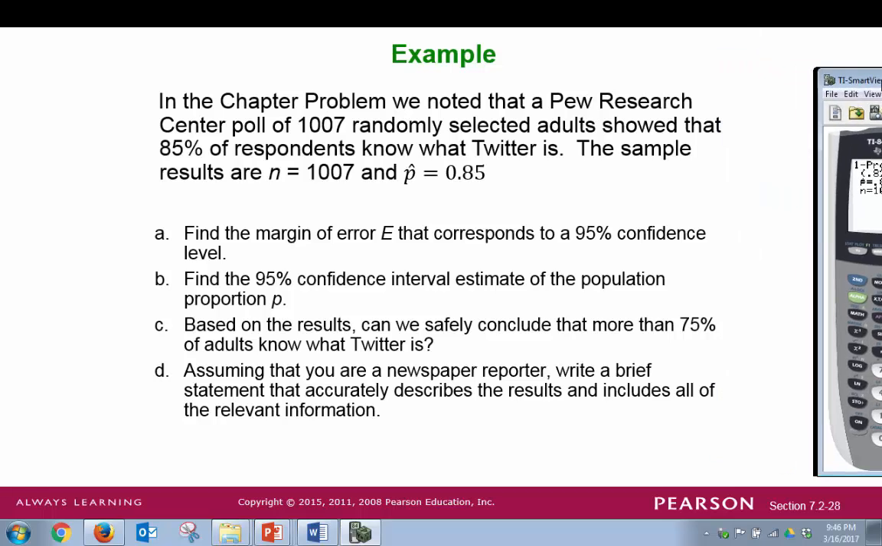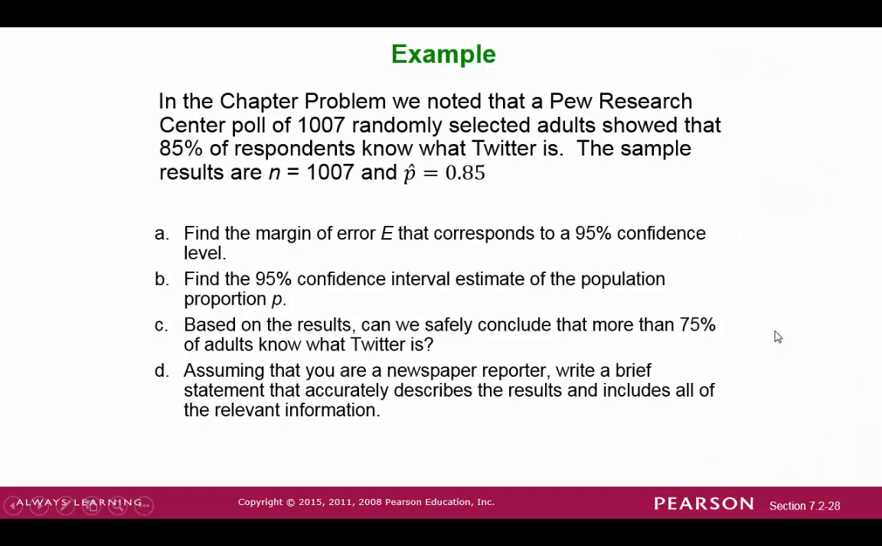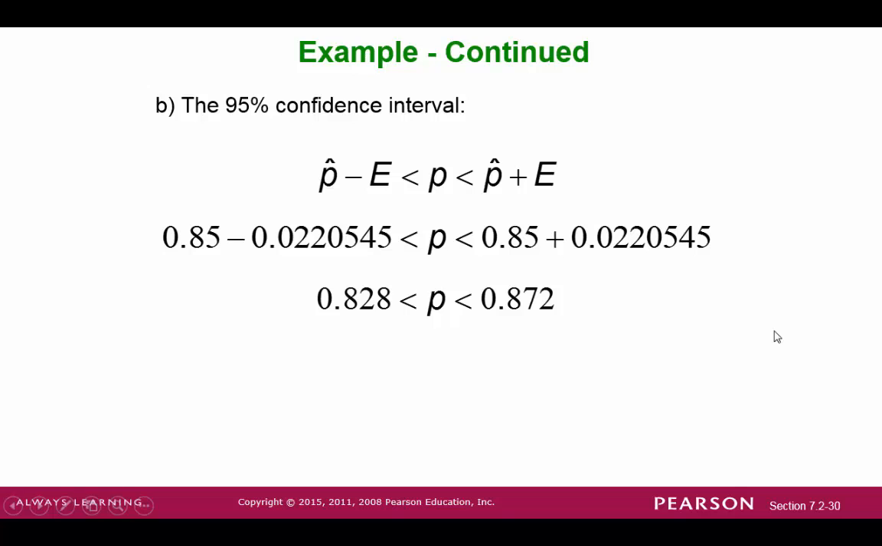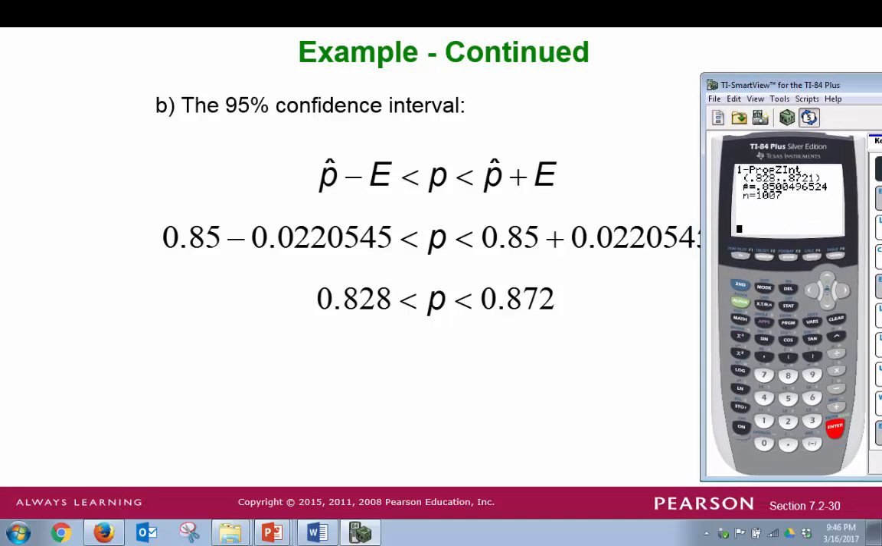Let me move this over and take a look at the answers that they got. So this is the confidence interval. So they got 0.828 to 0.872. We have 0.828, 0.8721. So it looks like we hit the mark and we got the same correct answer. Now that was a lot easier than the steps that they took here.